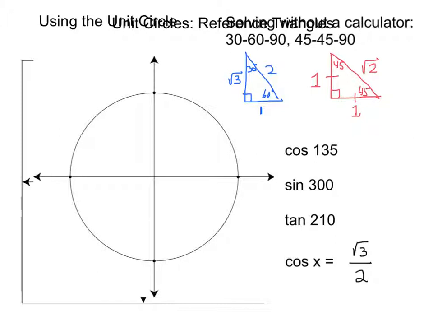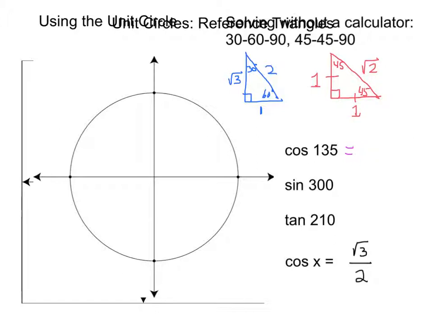Let's go to our problems here. So if I wanted to find what cosine 135 would equal, go ahead. If you have a side length of like 4 on the 45, 45, 90, it'd be 4, 4, and then that would be 4 times root 2. Exactly.